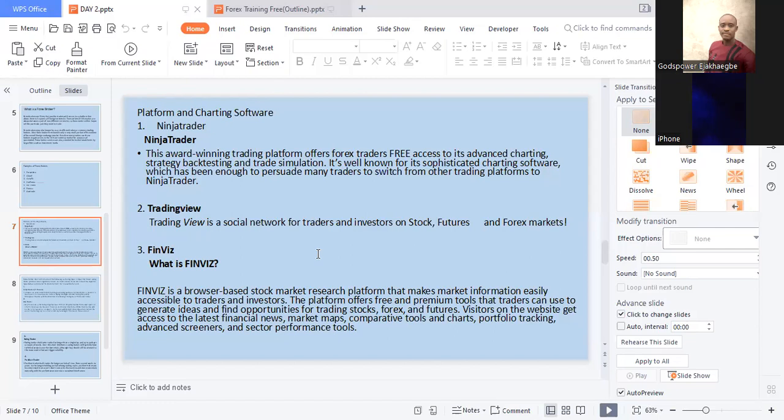Finvix was so boring to me because I am really used to TradingView. On TradingView, you can do paper trading. That's the beauty about it. You can make your analysis on TradingView. In fact, you can even pick the analysis from TradingView and put it on your MetaTrader 4. Are you with me? They are so unique. So that is that.